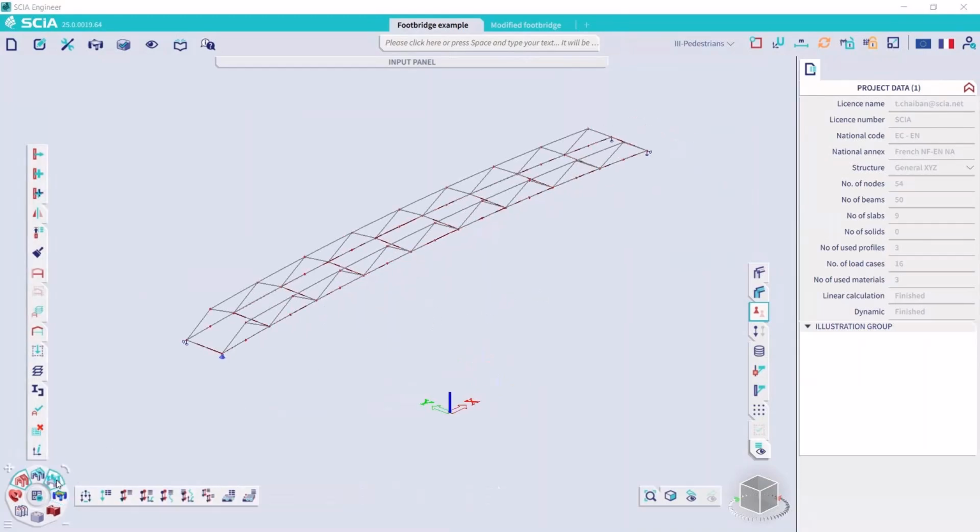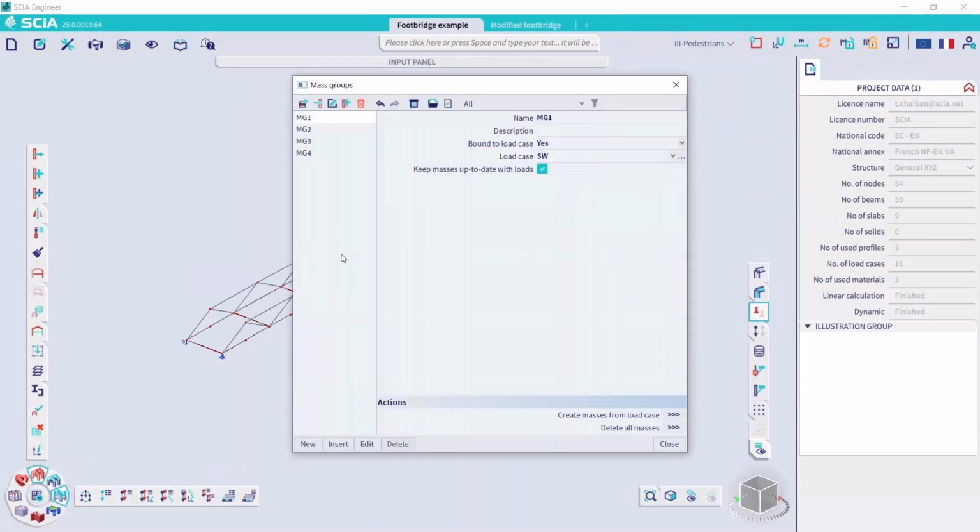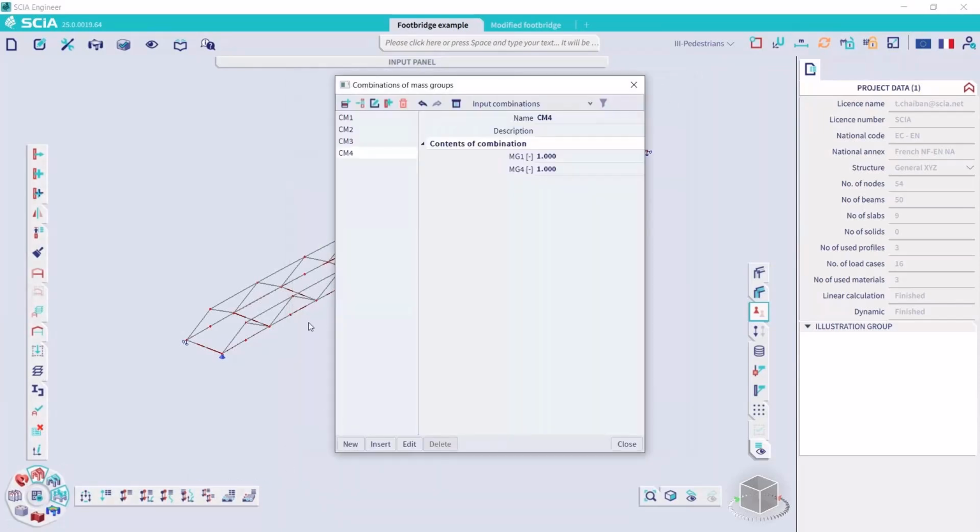So of course, in SCIA Engineer, you have the mass groups. We have a first group associated to the self-weight in itself, and the second group, MG2, associated to the loads of the pedestrians. Then we create combinations of mass groups. The first combination will only include the mass related to the self-weight, and the second combination will have the mass related to self-weight plus the mass related to the presence of pedestrians.